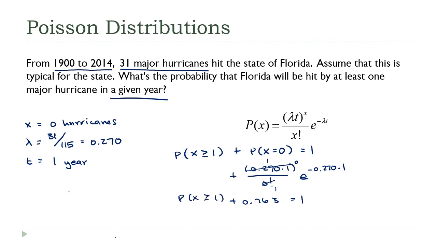So P of x equals 0 is 0.763, and to get the probability, I'm just going to subtract. Move that over to the other side. The probability of getting at least 1 hurricane in a given year is 1 minus 0.763, which is 0.237, 24%, almost 25. So moderately likely to happen.